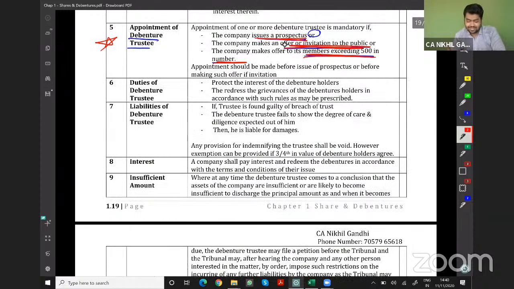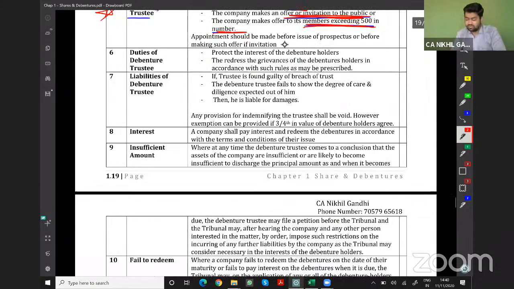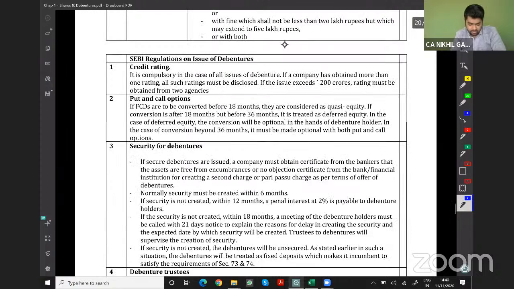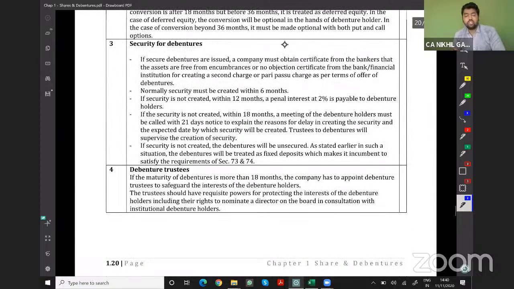Duties of the debenture trustee, liability, and so on are not required. This point is important. Liabilities of debenture trustees: the provision for indemnifying the trustee shall be void. However, exemption may be provided if 3/4 in value of the debenture holders agree. If the debenture trustee has done anything wrong and 3/4 in value of debenture holders agree that we should forgive him, then it is allowed. Otherwise, you cannot forgive them. Insufficient amount and failing to redeem won't be asked in your exam. Debenture trustees and all.